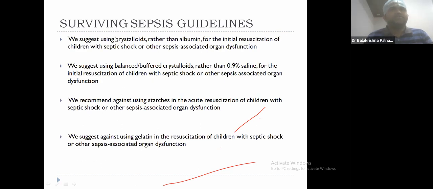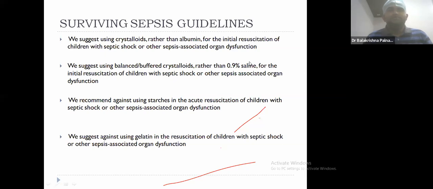For the Surviving Sepsis guidelines we take, usually we suggest using crystalloids rather than albumin. Don't go for colloids in cases of shock in PICU or NICU. So use crystalloids for initial resuscitation, like NS. We usually suggest balanced or buffered crystalloids.